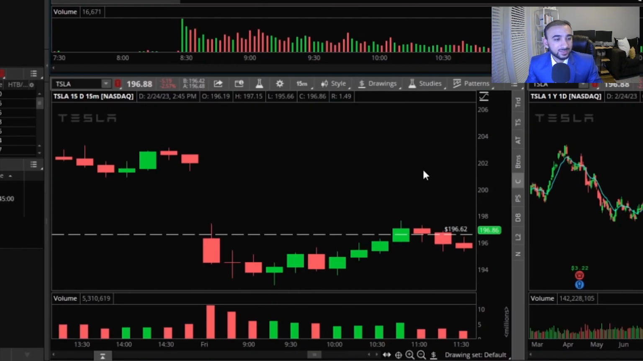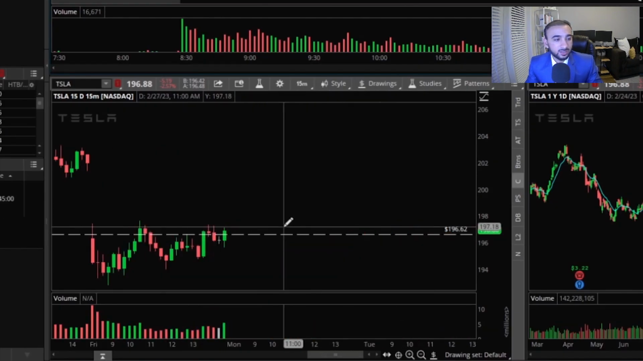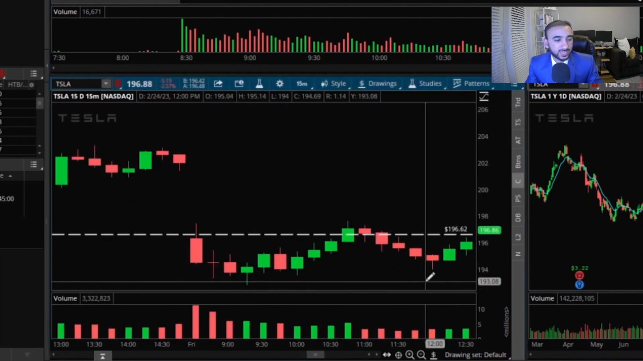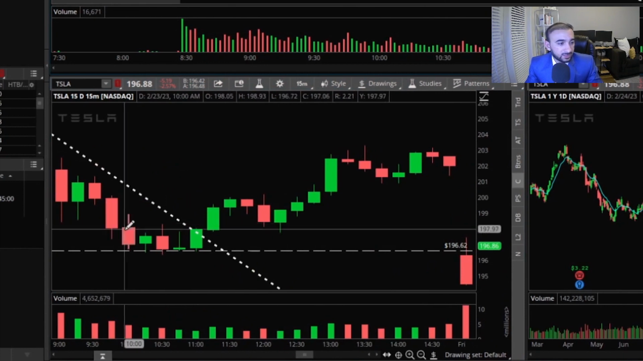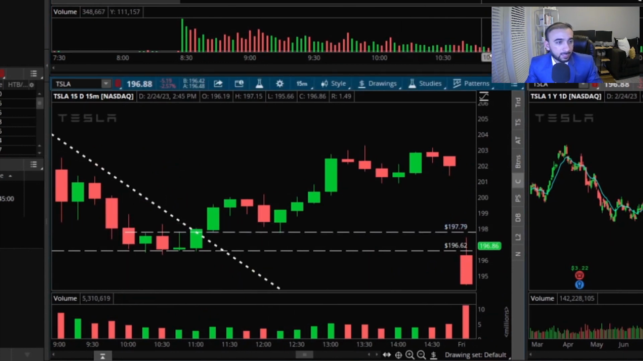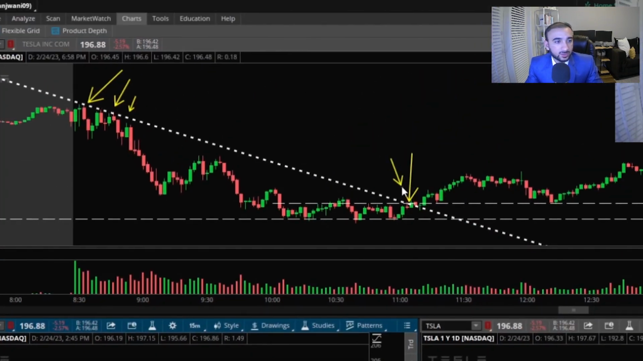At the same time, funny enough, it also made a 15-minute candle to make a new high right here. So if I draw a line on the 15-minute candle to make a new high, look how it coincides in the exact same area as the trend break right here. This is the exact same area, 197 right here. They all coincide at the exact same time. And then look, as soon as it did that, it just reversed.